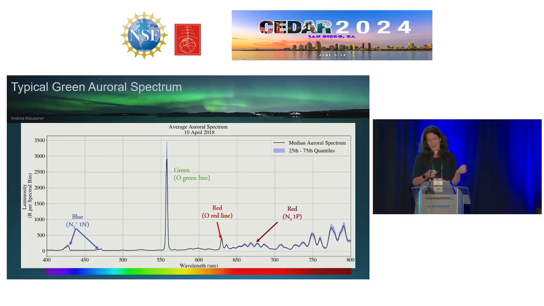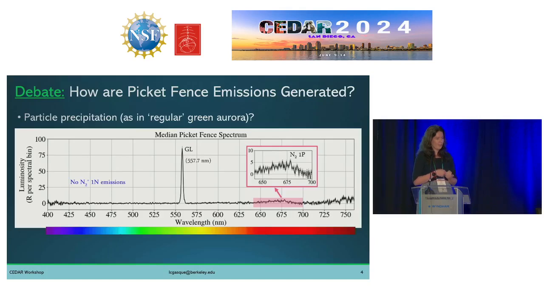So now let's take a look at the spectrum of the picket fence. This is what this looks like. You'll notice the spectrum of the picket fence here is dominated by those green line emissions. You have very strong green line emissions. You have a hint of the N2 first positive, which you can see there.